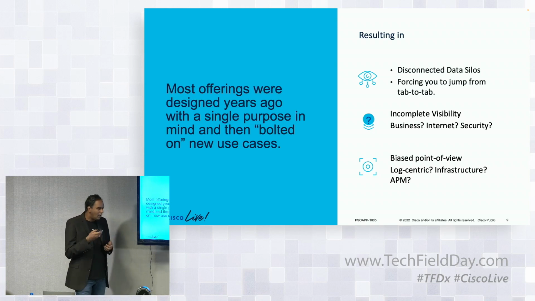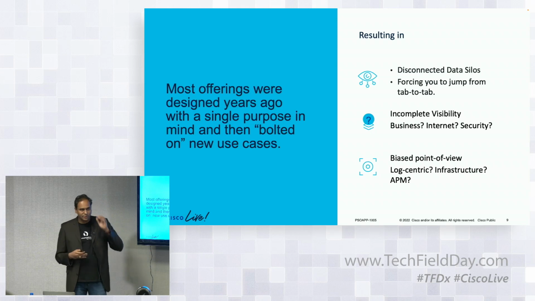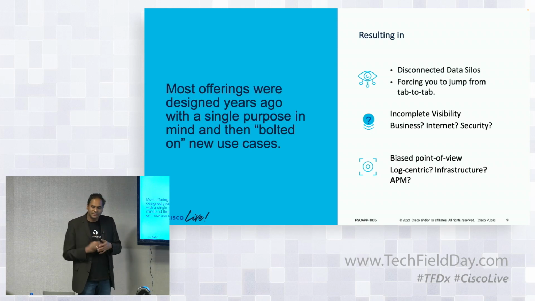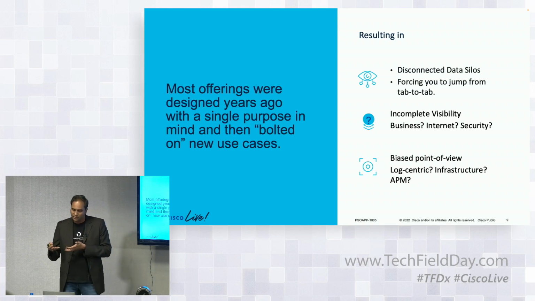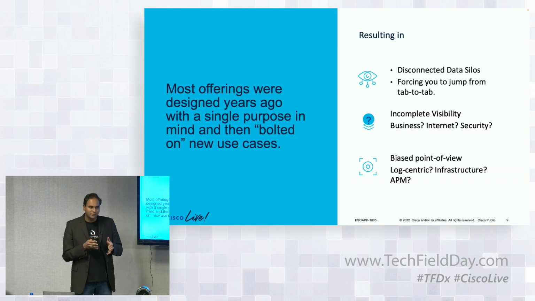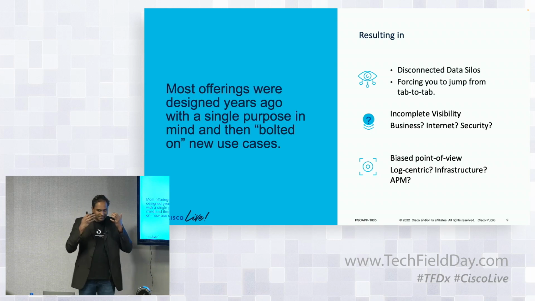More importantly, they also get incomplete visibility. It becomes like, it's not my problem, right? It's not the network issue, it's not the storage issue, it's not the app issue, it's not just at the business layer. But getting an end-to-end view becomes a challenge. And last but not the least, whether it is vendor solutions or open source technologies, each is a biased point of view, depending upon where they started. It's a log-centric view or a trace-centric view or an infrastructure-centric view. But seeing that end-to-end view is seriously missing.